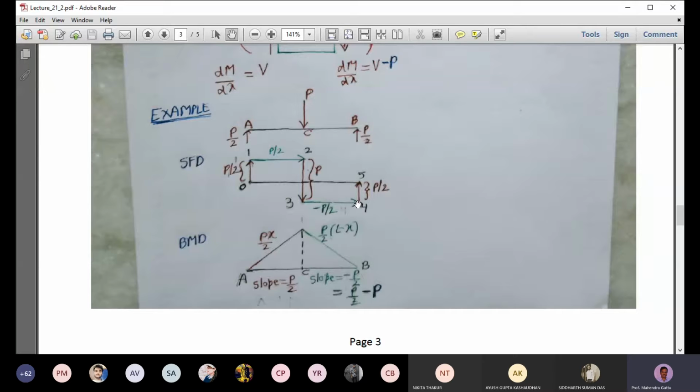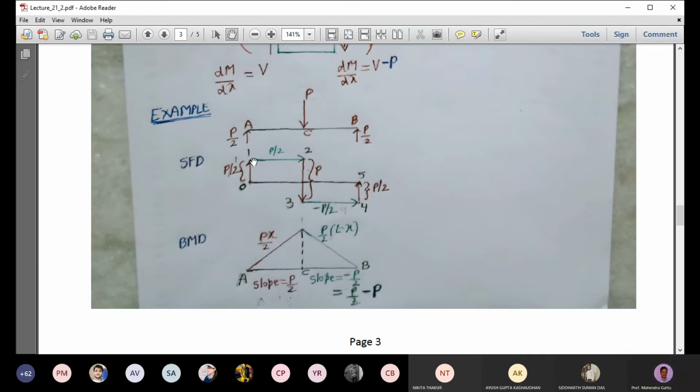So there is another way to draw the shear force, a very interesting way. Let's start from point A. What is the force acting there? There is a reaction acting there. So we will move P by 2 in the upward direction, in the same direction as the reaction. We'll move from 0 to 1 by an amount equal to P by 2, the applied reaction. So we'll reach point 1.